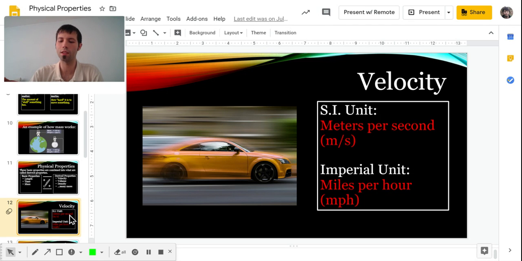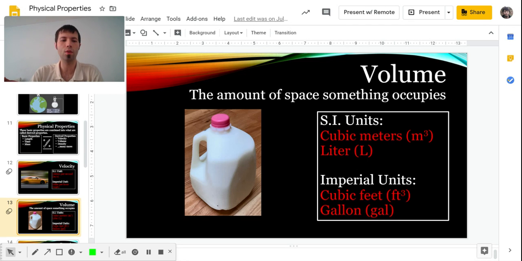We'll be talking about velocity later on. Today I want to focus on volume. Volume is the amount of space that something occupies. The SI unit for volume is a cubic meter, or quite simply a liter.